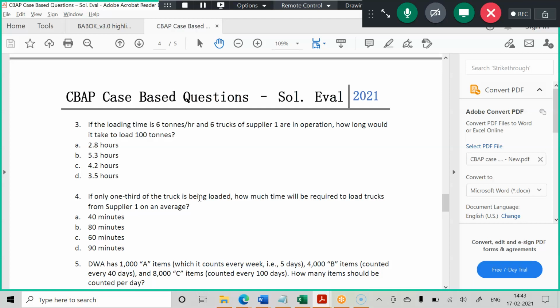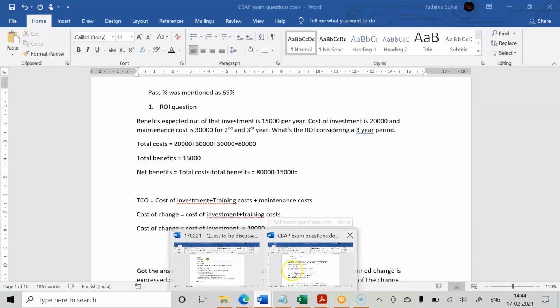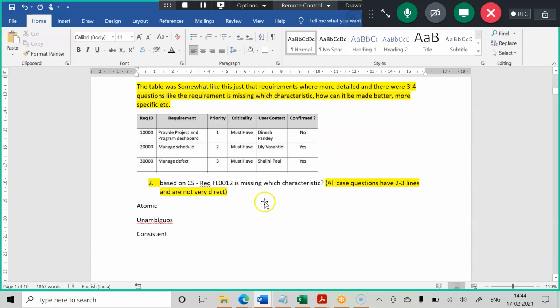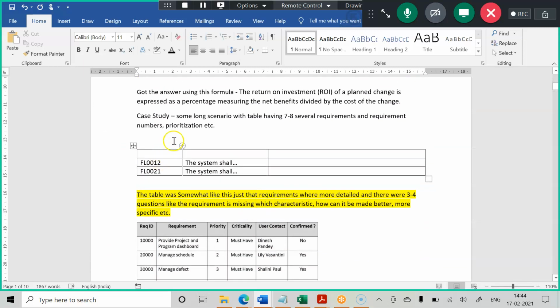When you were attempting the 50 or so questions, what kind of questions do they ask? Mostly it'll be scenario-based questions. You'll be given a scenario, and you will be asked which technique would be most suitable in this particular scenario. There are some more questions I can discuss with you.